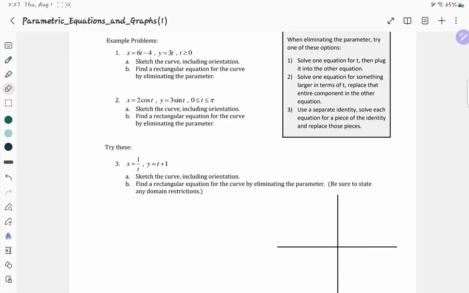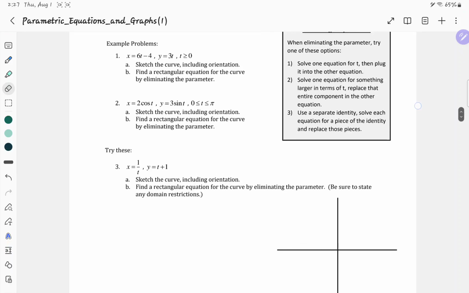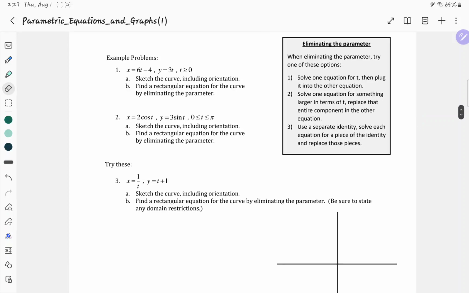Hey everyone, we're going to go ahead and continue the last video, which was talking about parametric equations and their graphs. In this one, we just want to look at a few other ways of what's called eliminating the parameter. Last time we went through number one, where you can solve an equation for t and then plug it in, and that eliminates the parameter. You only have x's and y's left, and then solve it for an equation you recognize.